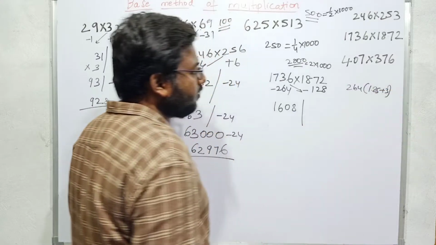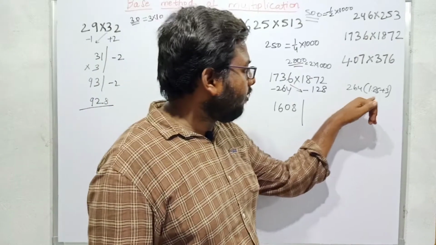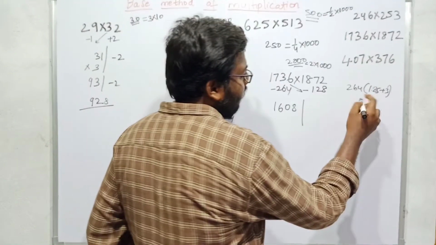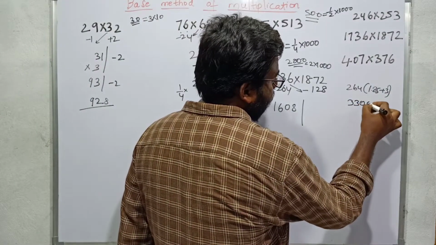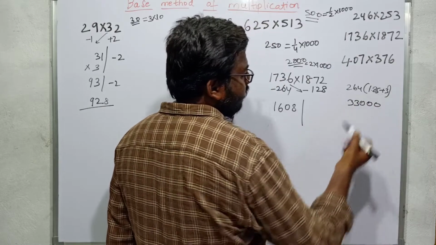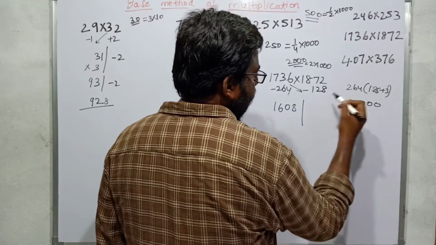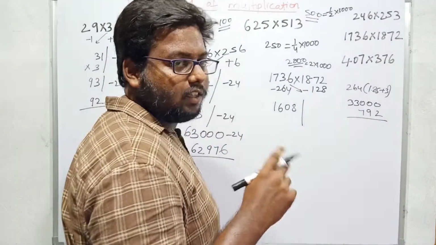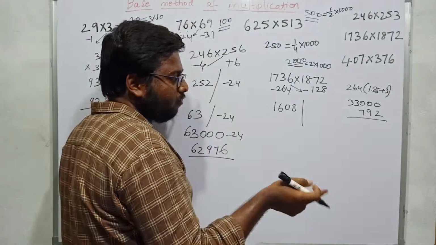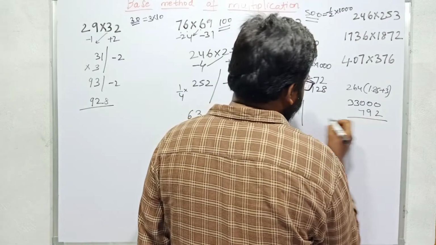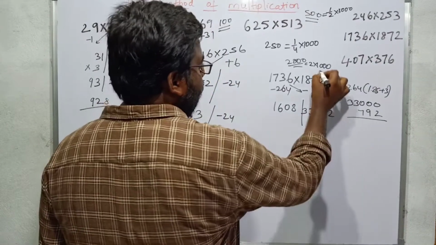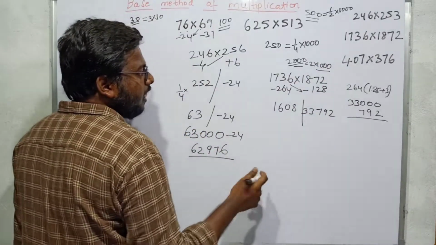If I have to calculate any number with 125, then I need to divide the number by 8. If I divide the number by 8, I will get 33. That many thousands will be there: 33,000 plus 264 into 3. 4 3s are 12, 792. 6 3s are 18, plus 1 is 19. 3 into 2 is 6, 6 plus 1, so 33792. Since it is calculated on base 1000, before merging this, you have to settle this.